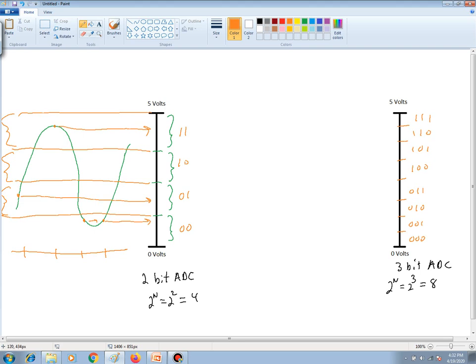So again, for the same analog signal here, we can see that now we're able to bin it into smaller voltage ranges. So the range would be anywhere from here to here, from here to here, from there to there, and so on and so forth. So now we're able to get a little bit closer to what the actual value is. Therefore, as the resolution, the number of bits, increases, the bins become finer, and therefore you can more accurately represent the analog signal that is being sampled.